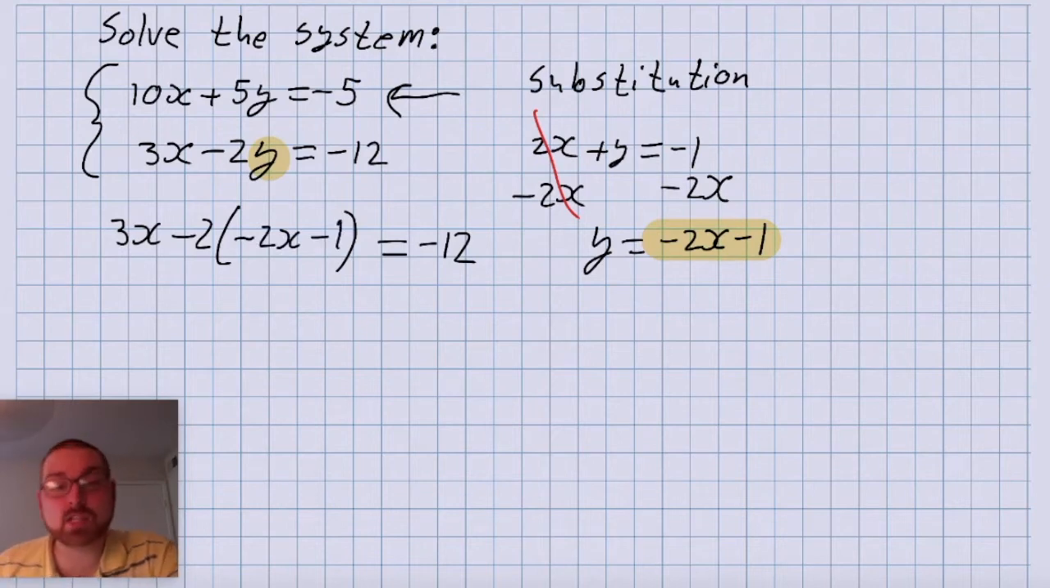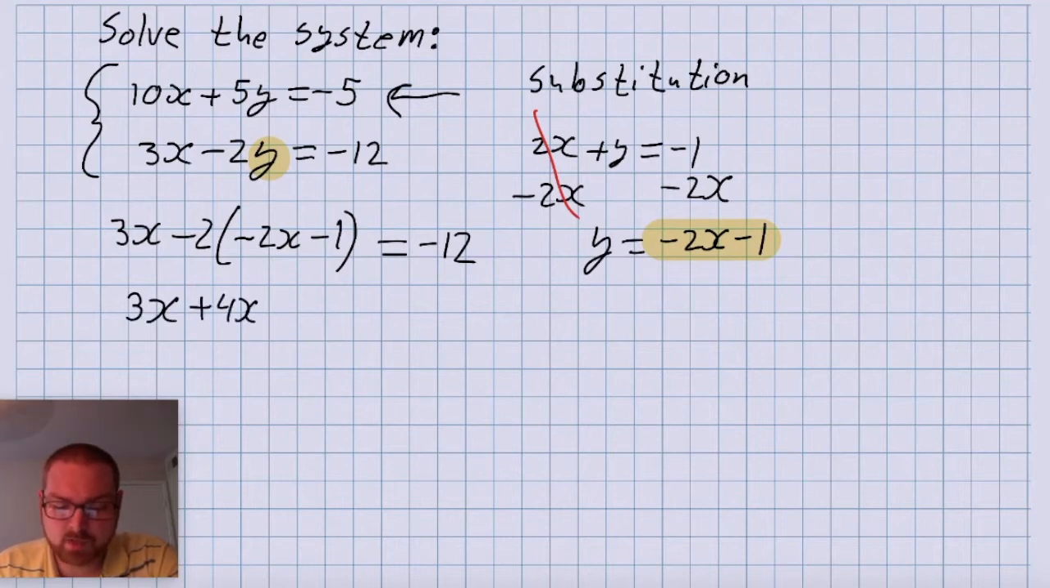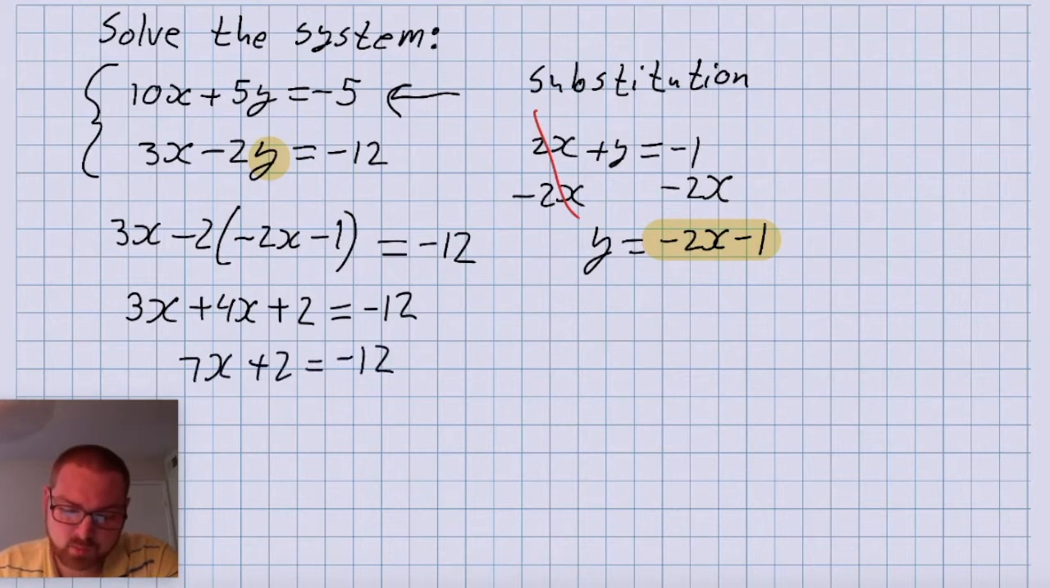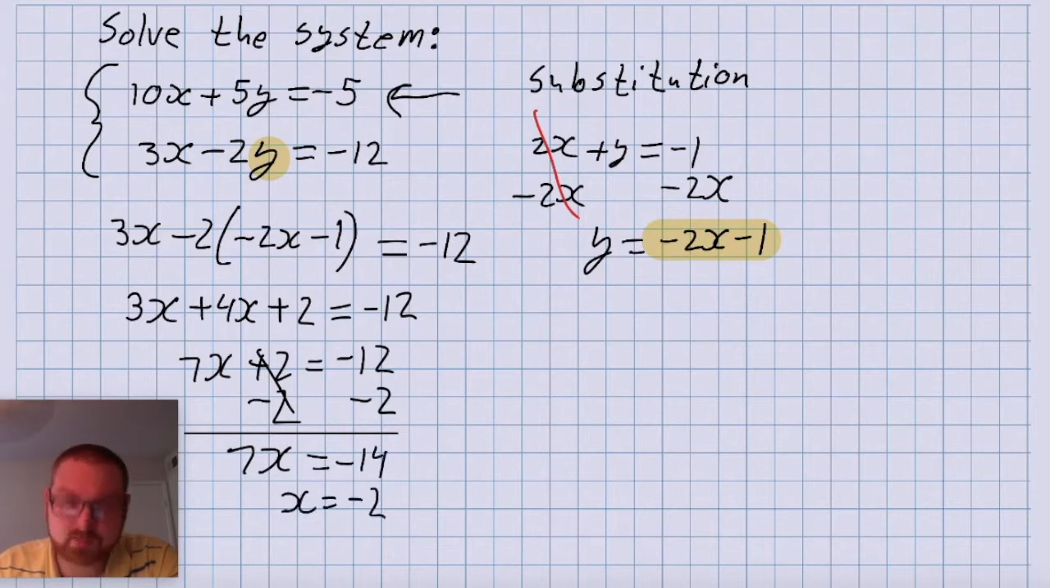Now I have an equation with only one variable. When I have a single variable equation, I can solve it. So I'm going to distribute the -2. Negative times negative is positive, so that's positive 4x, and positive 2 equals -12. Combine like terms, so 7x plus 2 is -12. Finally, use the reverse order of operations to solve this equation. So 7x, those cancel, it's -14, or x is -2.